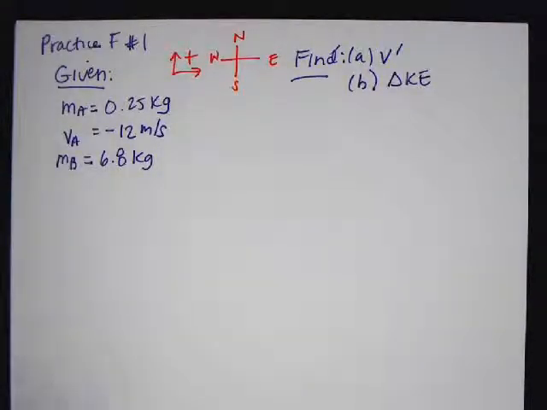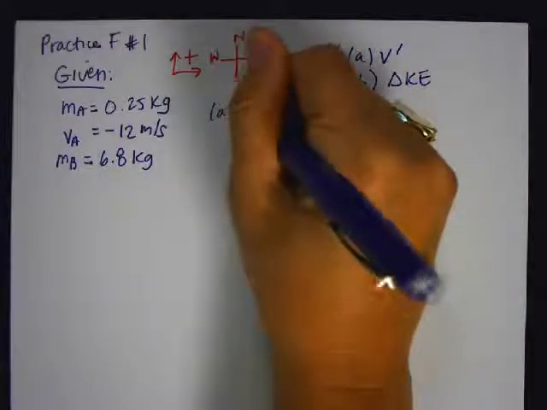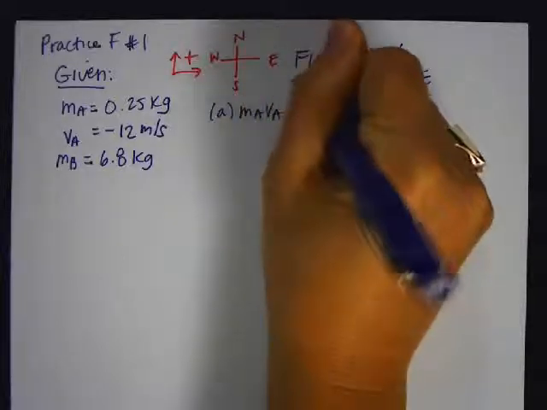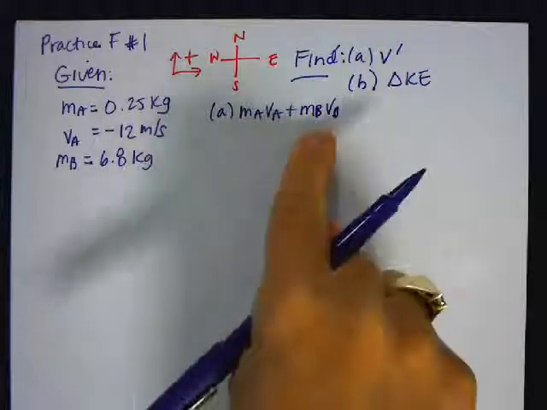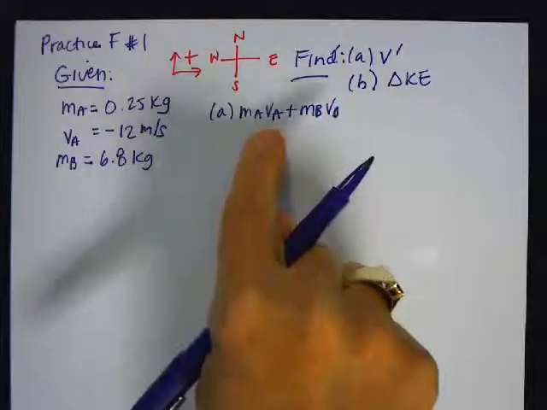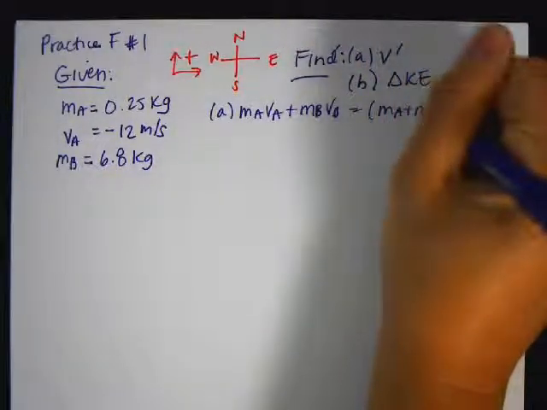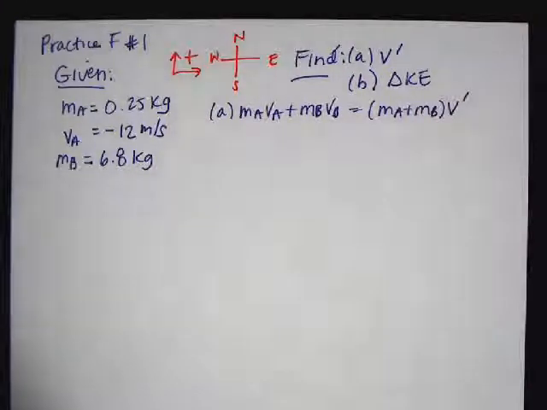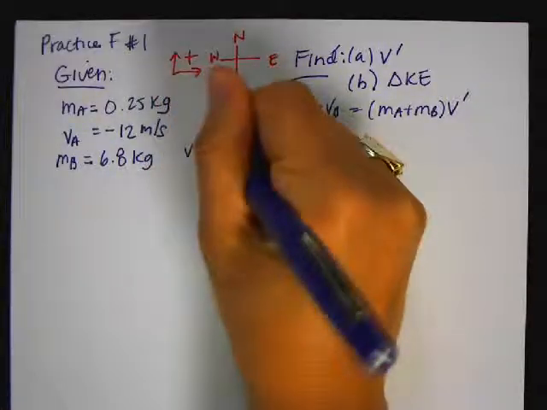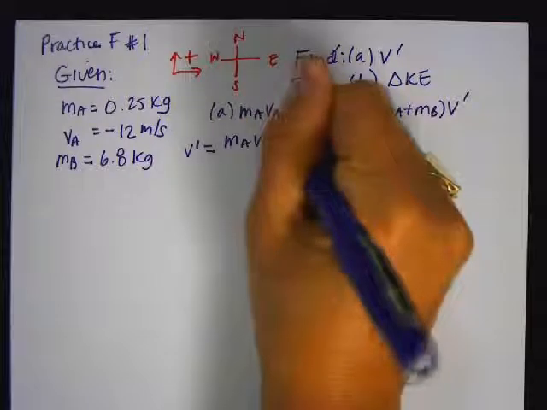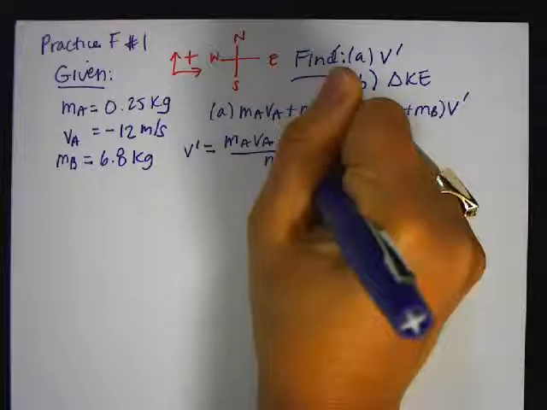And that's it. So for part A, I know that the two masses are separate, MAVA plus MBVB. This is the total momentum before. That's momentum of A and B. And remember, momentum is mass times velocity. And then that's going to be equal to the combined mass, MA plus MB, times V prime. So I'm going to rearrange the equation to solve for the unknown in terms of the known. So V prime is equal to MAVA plus MBVB over MA plus MB.